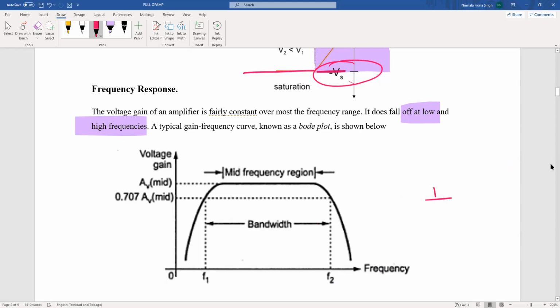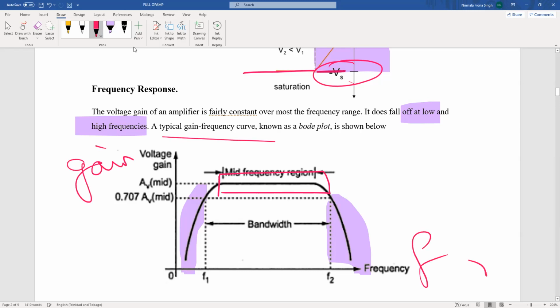So what we have here for an amplifier is the middle range. There's a certain range where everything works well. We have optimal performance of our amplifier. But then we have the areas where the frequency is a little too low and then a little too high. At these areas it's not going to work as well. We're going to get a rapid fall off, as in it's not going to have the same amount of gain. So let's continue reading. A typical gain frequency curve is known as a Bode plot and is shown below.